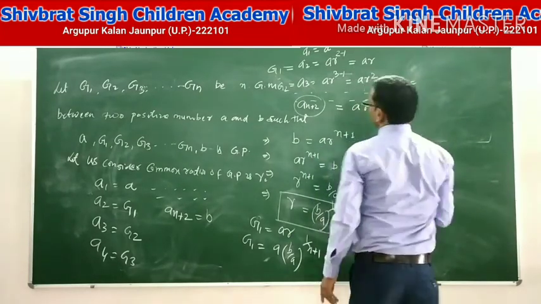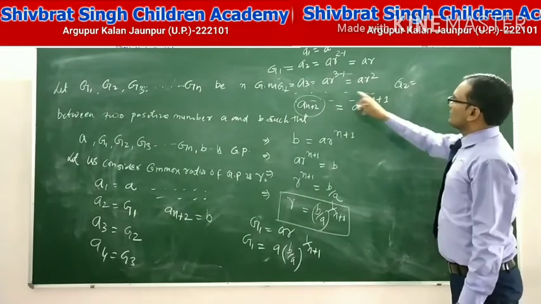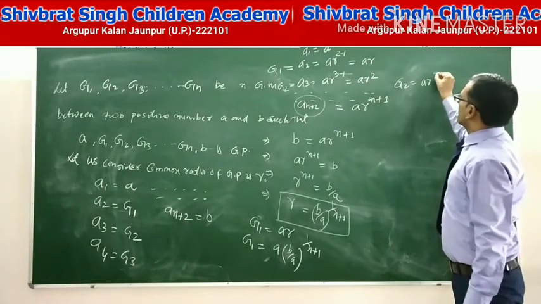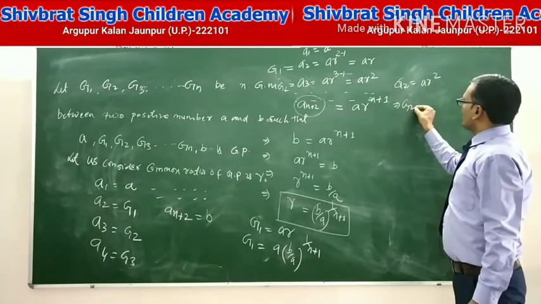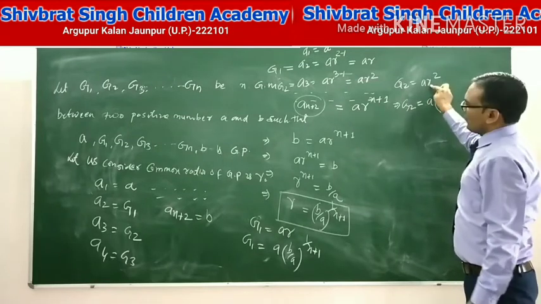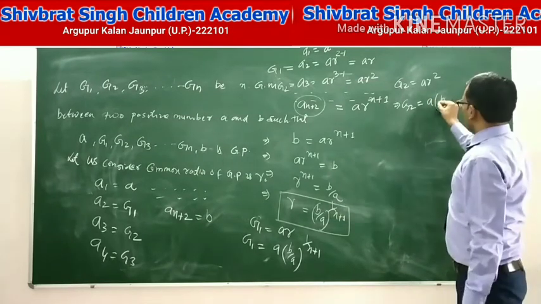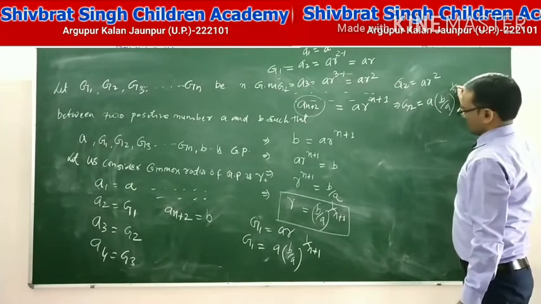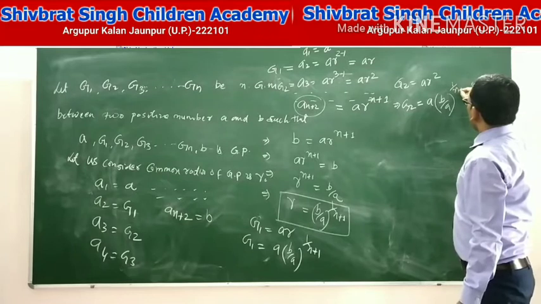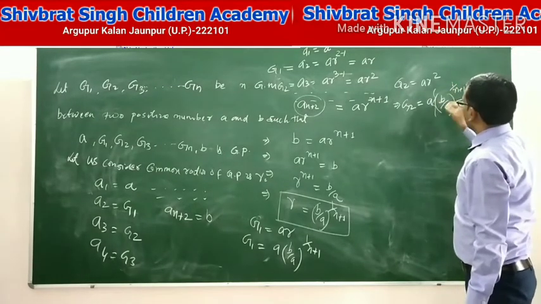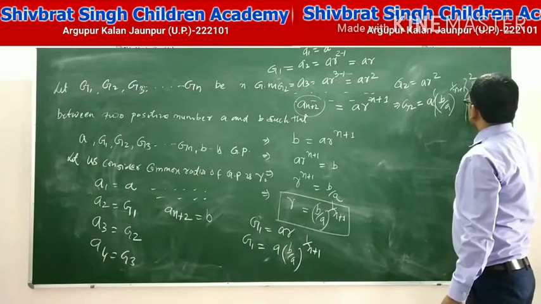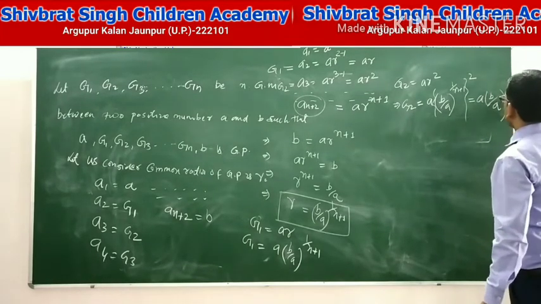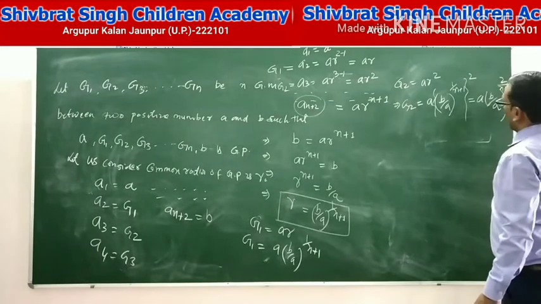G2 equal to AR square. This implies that G2 equal to A, value of r equal to (b upon a) to the power 1 upon n plus 1, here r square. This implies that A (b upon a) to the power 2 upon n plus 1.